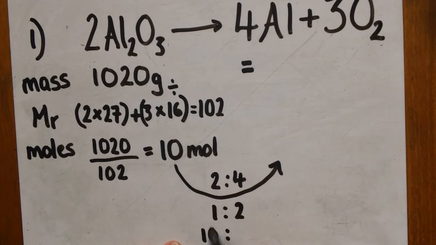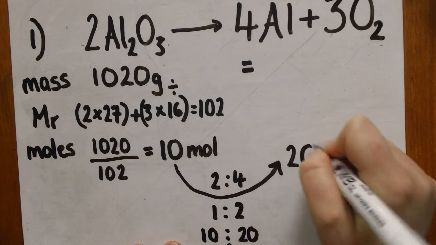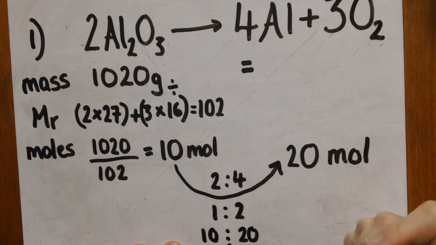Well, this is 10 lots. So I need, and then this needs to be 10 more lots. So if I do 2 times 10, I would get 20. Or I can take what this is and times by 2, and that gives me 20 moles. So that is how many moles of aluminium I have now.